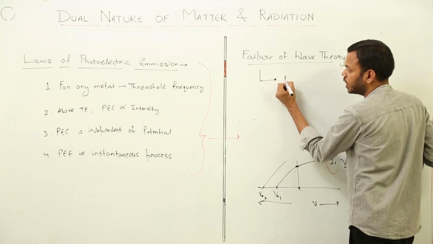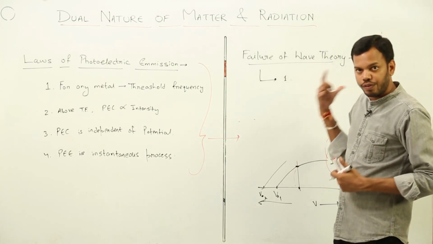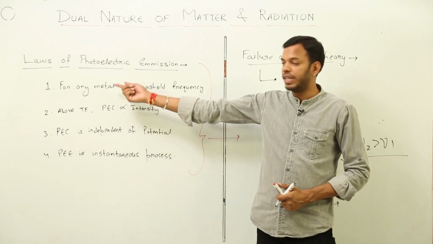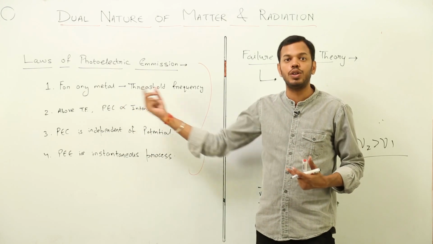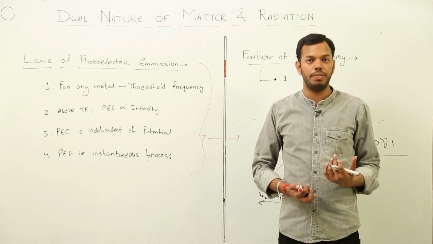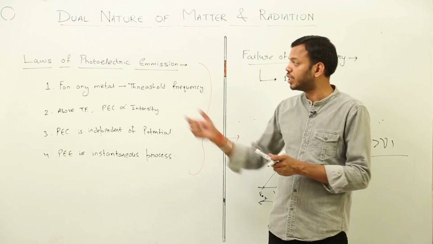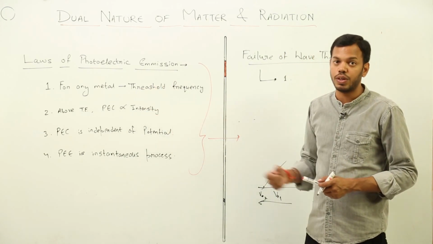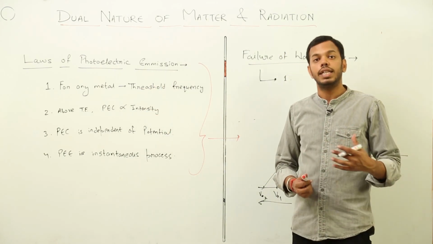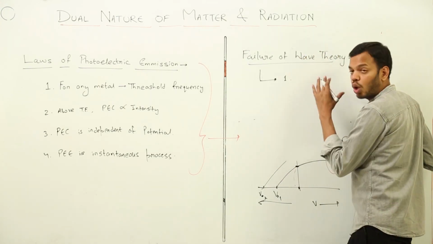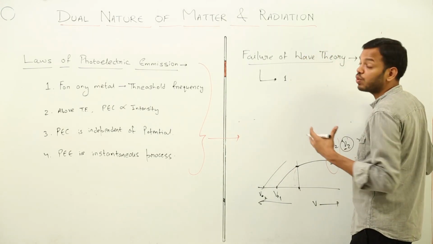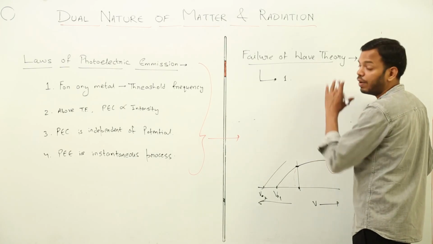The first point was that according to wave theory, any frequency is suitable enough to make electrons come out of the metal surface. But with experiments, we saw that there exists a minimum frequency called threshold frequency, below which this photoelectric emission would not take place. This was not being explained by wave theory.